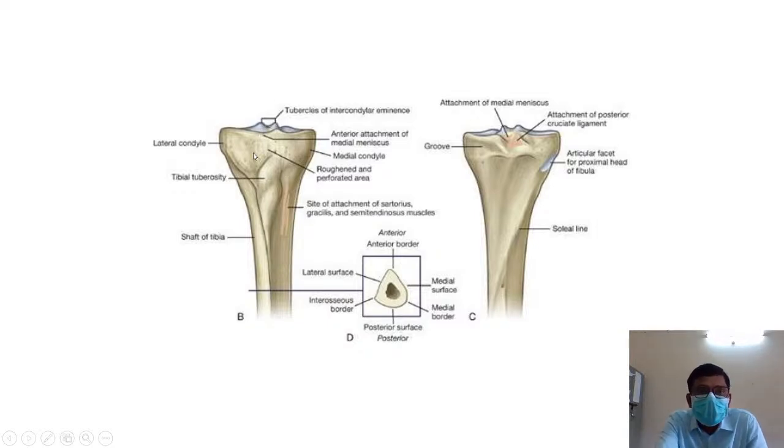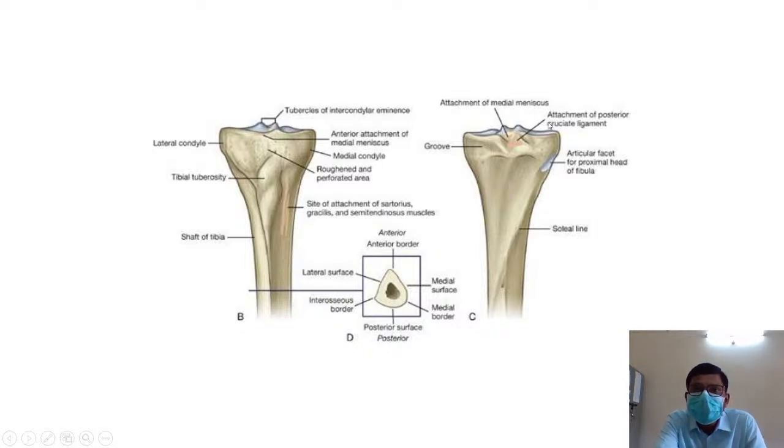And also you can see a roughened, perforated area here. Okay. And now this is the tibial tuberosity. And you can see the shaft of the tibia. And also whatever lightly colored part is here, this is nothing but the site for the attachment of the three important muscles of the thigh region called the sartorius, the gracilis and the semitendinosus muscles.